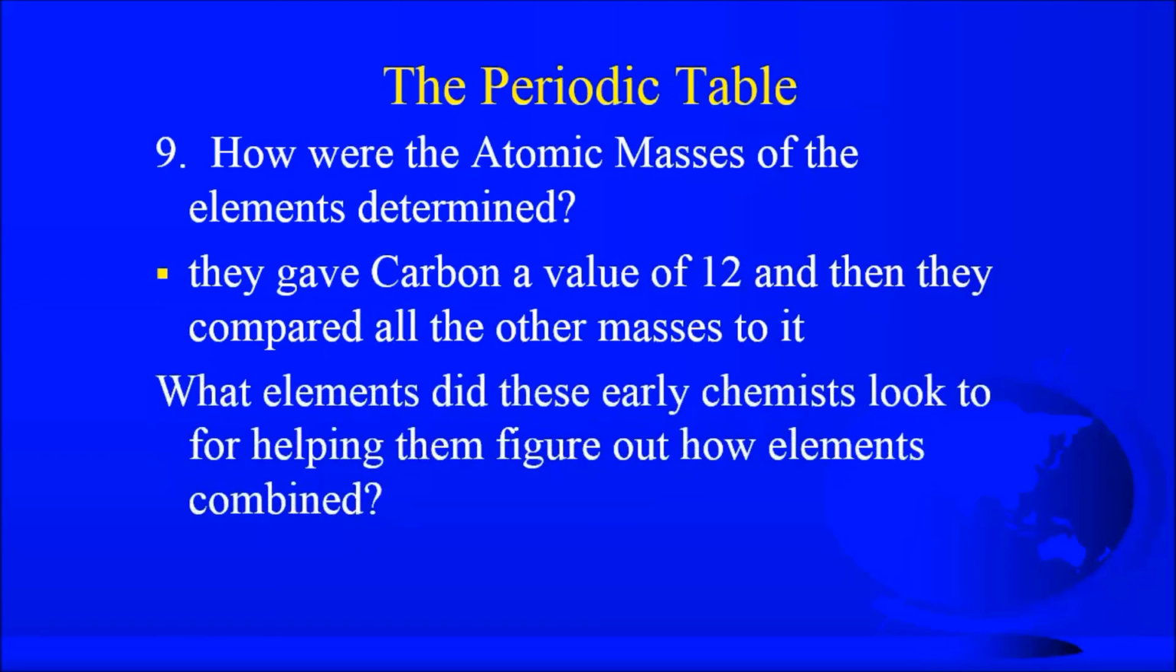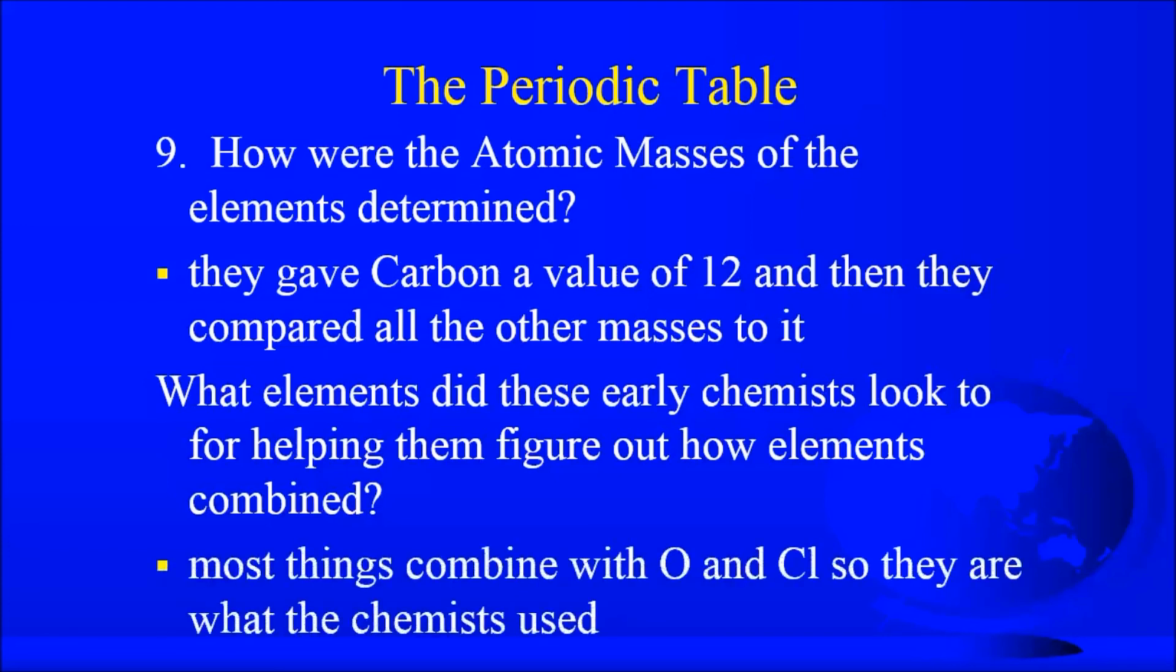What elements did these early chemists look to for helping them figure out how elements combined? Oxygen and chlorine.